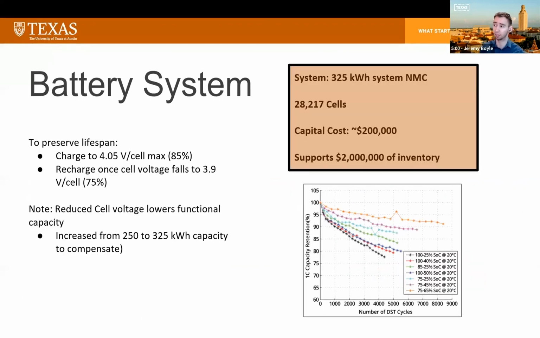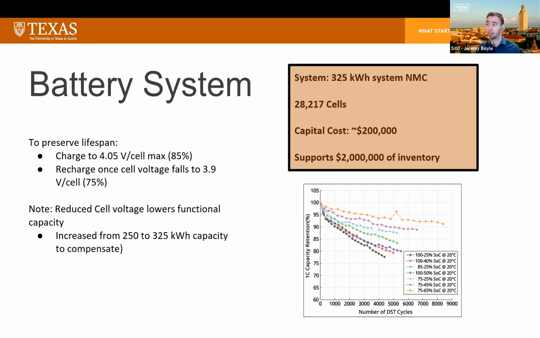However, 250 kilowatt hours was not the only thing we looked at. We also looked at preserving the lifespan of this battery. A couple of things we can control is state of charge. If we change the state of charge, we can change how long it's lasting. So we determined that the best route of prolonging our lifespan for these batteries, and in that way saving money by not replacing them, would be to keep the state of charge between 85 and 75%.